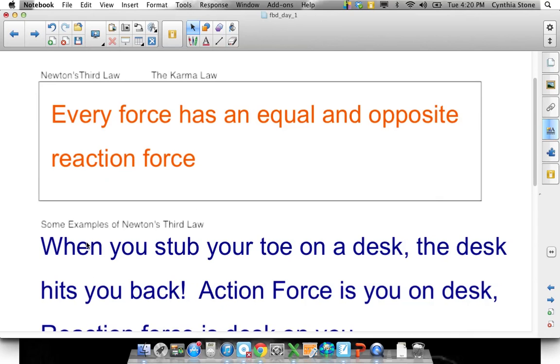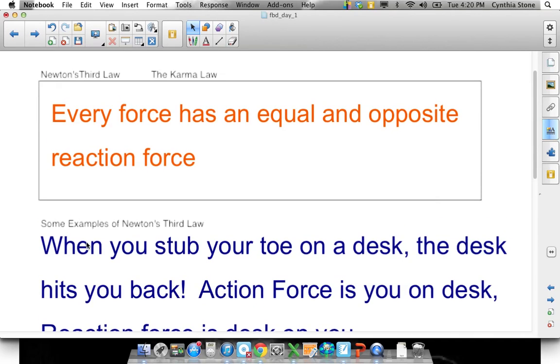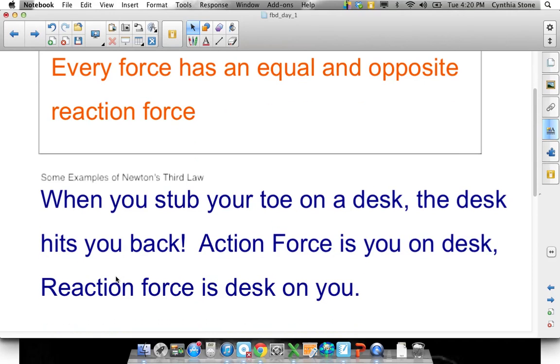The third law is what I call the karma law: do unto others as you would have done unto you. Every force has an equal and opposite reaction force. There are lots of examples of it. If you look up on my blackboard, you'll see the poster of the guy jumping in the pool, the jerk in the pool. His force is his butt on the water, and the reaction force is the water back up on his butt, but also on everybody else.